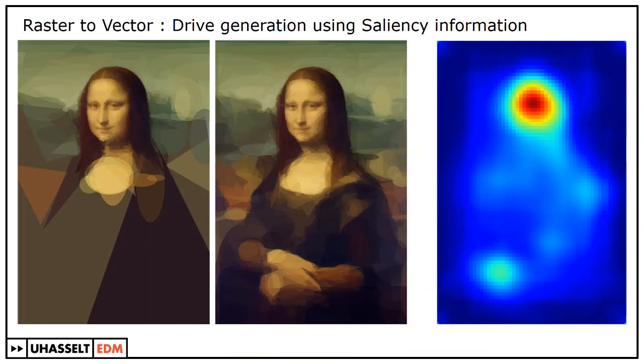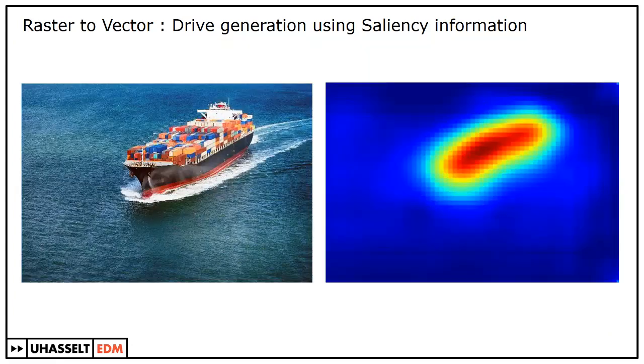into the algorithm. So saliency is a term that means where is the user most likely to look at in the image? Which parts of the image will the user most likely find interesting? In this case, of course, the face of the Mona Lisa. A different example here in this image, obviously the ship will probably be the most important aspect of the image.